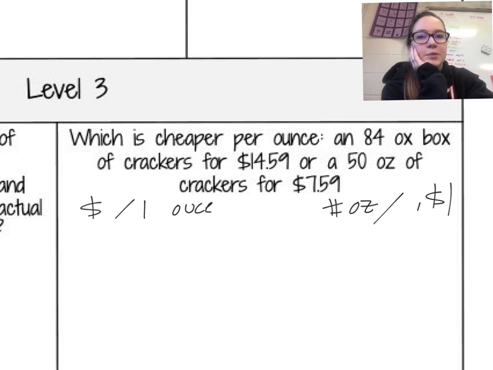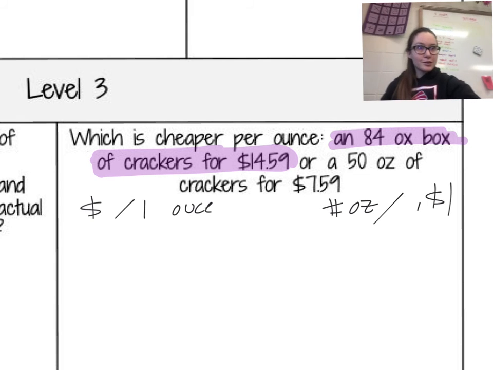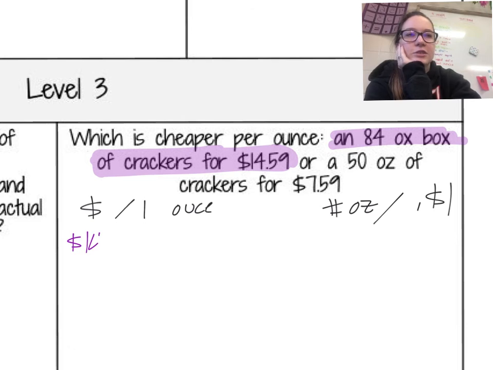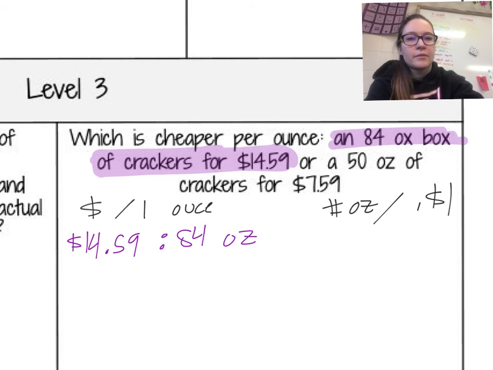And we'll use the example for an 84-ounce box of crackers for $14.59. Shopping at Sam's or Costco here. It's a large box of crackers. Okay? So, my rate is $14.59 for 84 ounces. So if I'm finding my unit rate as per ounce, I'm going to divide by 84.